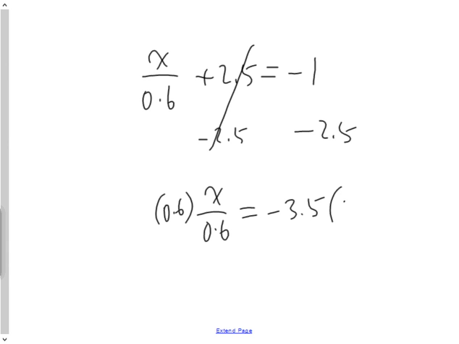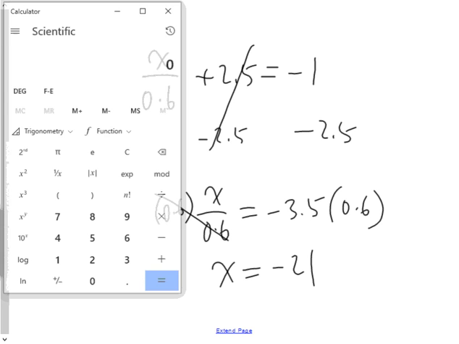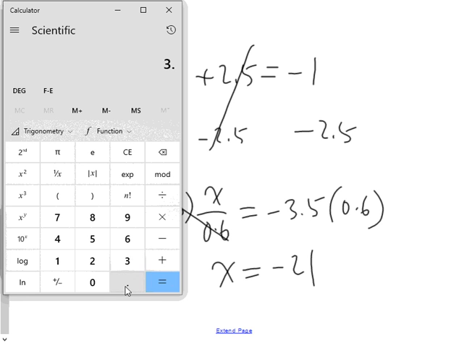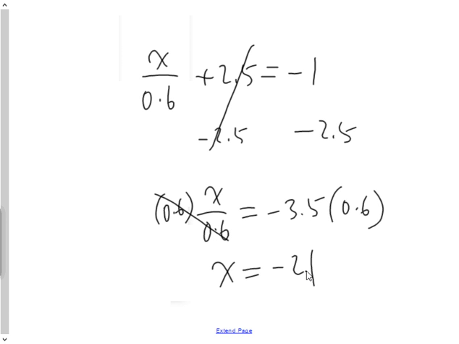Multiply both sides by 0.6. And you would have 21. X equals negative 21. If you take your calculator just to make sure, because sometimes the brain doesn't work. Negative 3.5, if you're terrible with integers, use your negative sign. Multiplied by 6/10. Oh, sorry. Equals negative 2.1. I was a little off. Negative 2.1.